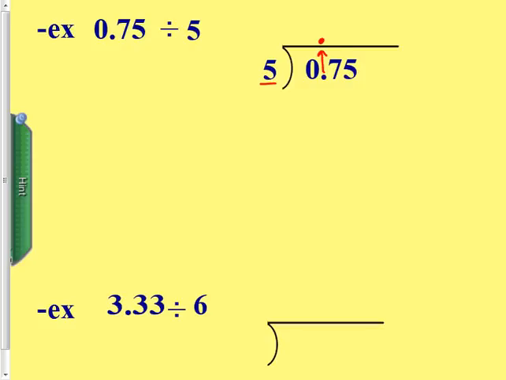5 doesn't go into 0. It goes into 7 once. 1 times 5 is 5. 7 minus 5 is 2. 2 is less than 5, so I can bring down this 5. And 5 goes into 25 5 times. 5 times 5 is 25. And I'm going to get 0 when I subtract. That problem is done. 75 hundredths divided by 5 is 15 hundredths.